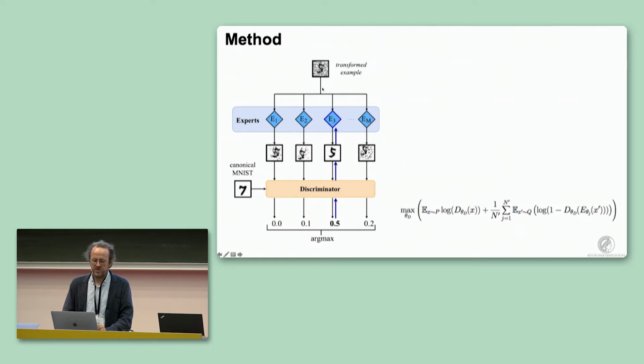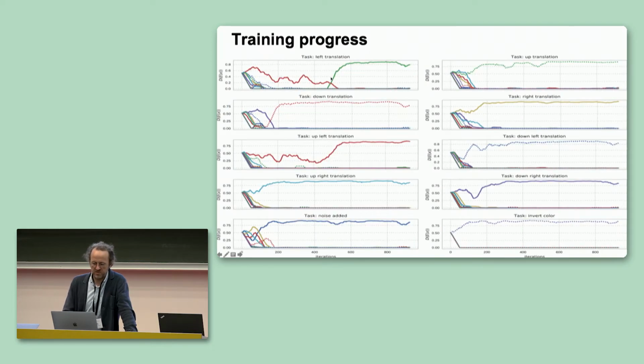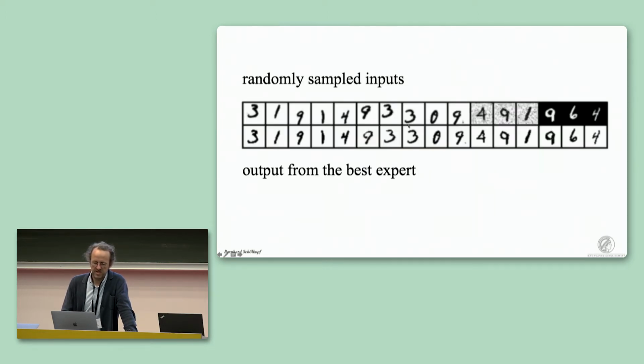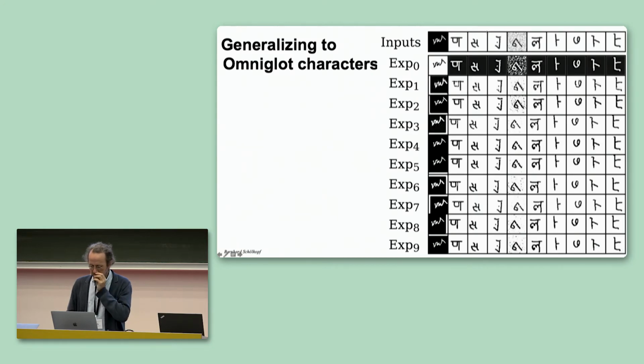And then it works by a competition, so these experts compete, these modules compete for the data, and then they will gradually end up specializing on different transformations. So through the training process, we will get experts specializing on left translation, up translation, inverting digits, denoising them, etc. And then we feed in random distorted images, and the system always decides automatically which expert to apply and how to change the digit.